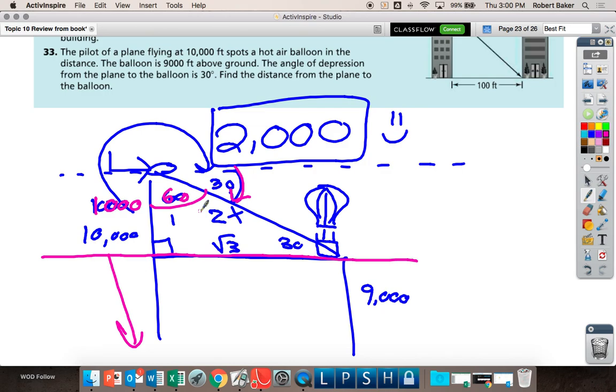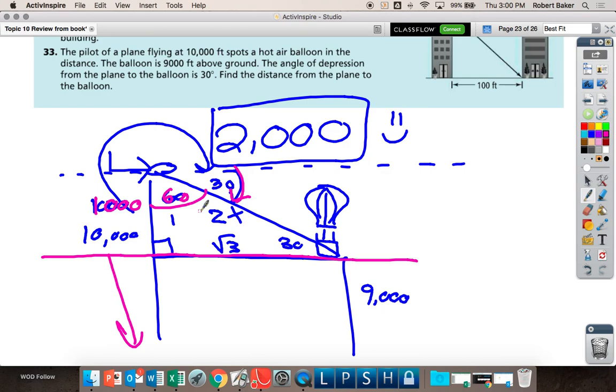The quickest way to get from here to here is to multiply by 2 because it is a 30-60-90 right triangle. So if it's a 30-60-90, you should multiply by 2 to go from the short leg to the hypotenuse. And for the 45-45-90, the relationship is times the square root of 2 or divided by the square root of 2, times 1.41 or divided by 1.41. That's just how you get from one side to the other, multiplying by the square root of 2 or dividing by the square root of 2.